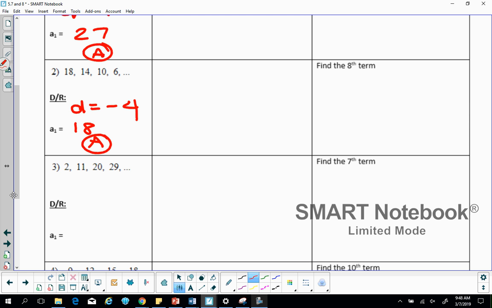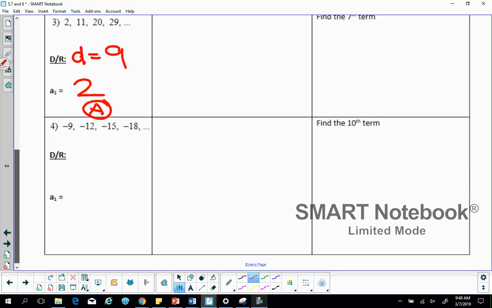Tyreek, what's your D here? 9. And what's your first term? Perfect. So we use arithmetic. And that's the last one on here. Tristan, what's this one? Not positive, but see how it's getting deeper and deeper into those negatives? You're losing 3. And then Tristan, what's the first term? Perfect. Cool. Let's go to the back of that page.